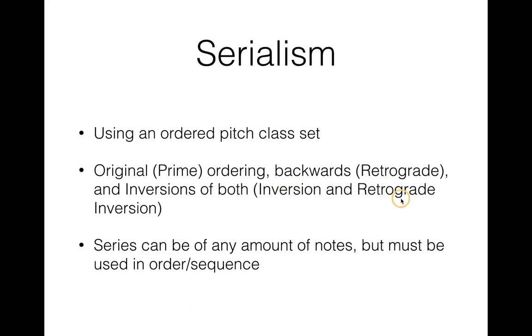A series can be of any amount of notes, but it must be used in sequence. So that means that it doesn't have to be a 12-tone row. It just depends on the composer and the piece. Most of the time, Schoenberg wrote in 12-tone serialism, meaning that every row has 12 pitches. However, in the 1960s, Stravinsky was often writing with row forms of 5 or 6. So it just depends on the piece and on the composer.